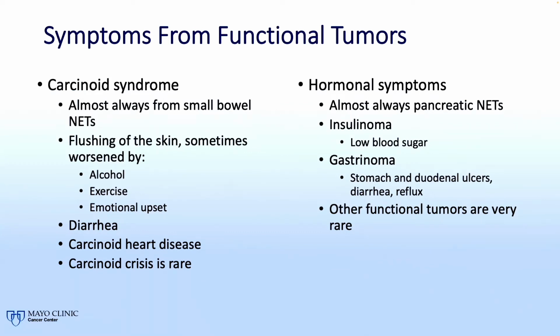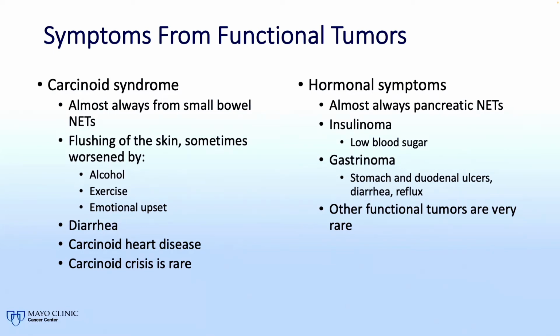And diarrhea can be debilitating. We're talking about massive diarrhea, 15, 20 times a day, or it can be 2 to 3 times a day. It can be only in the morning. So the diarrhea is very variable from one person to the next. Carcinoid heart disease, and then what we always talk about, carcinoid crisis, which thankfully is rare, but does happen.